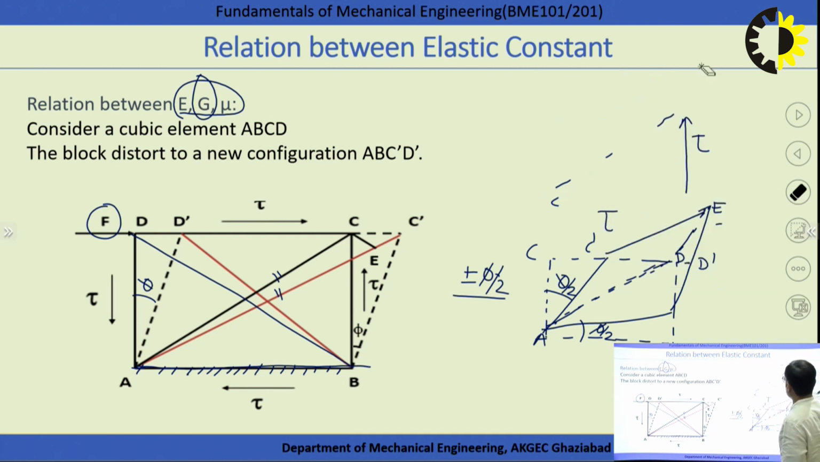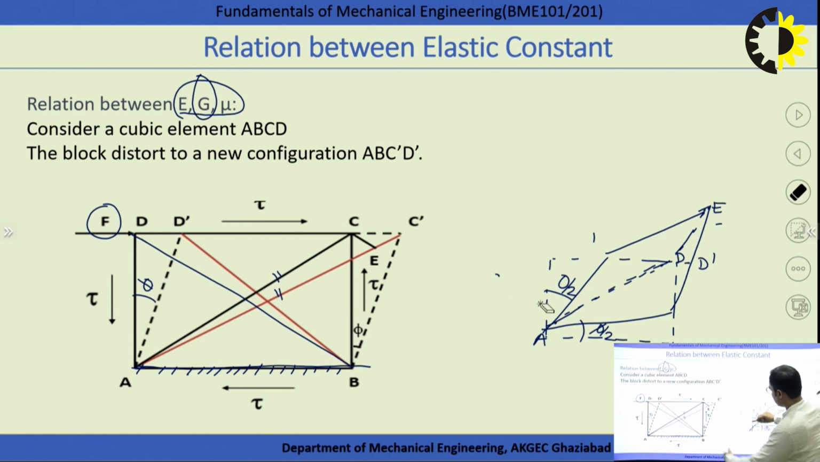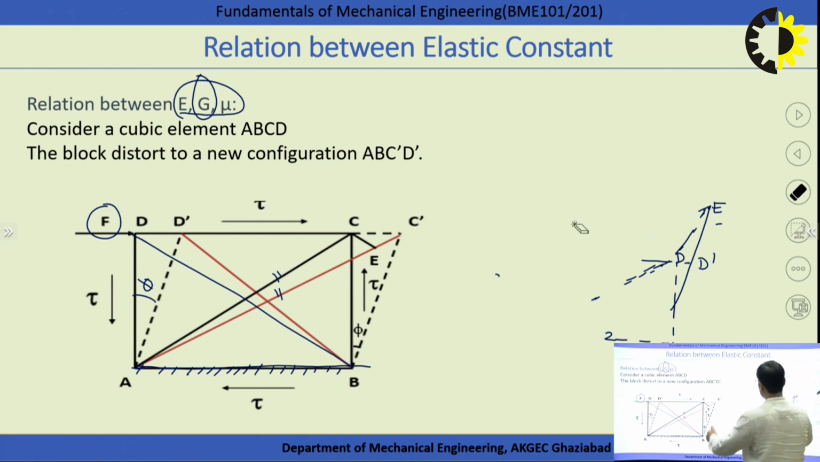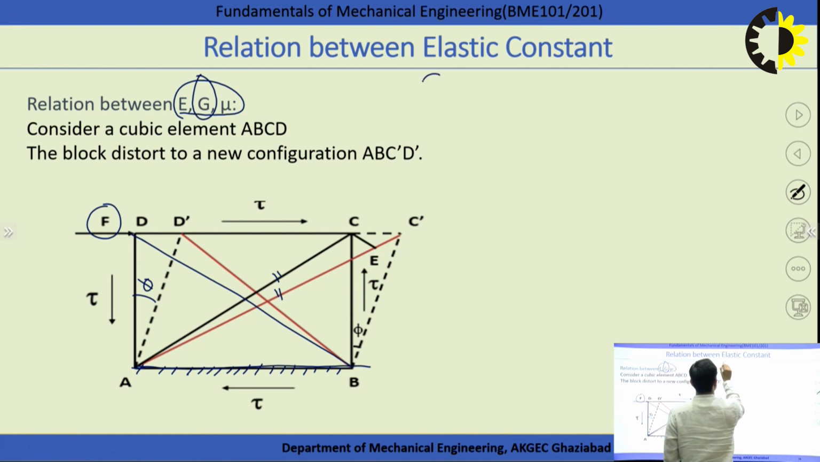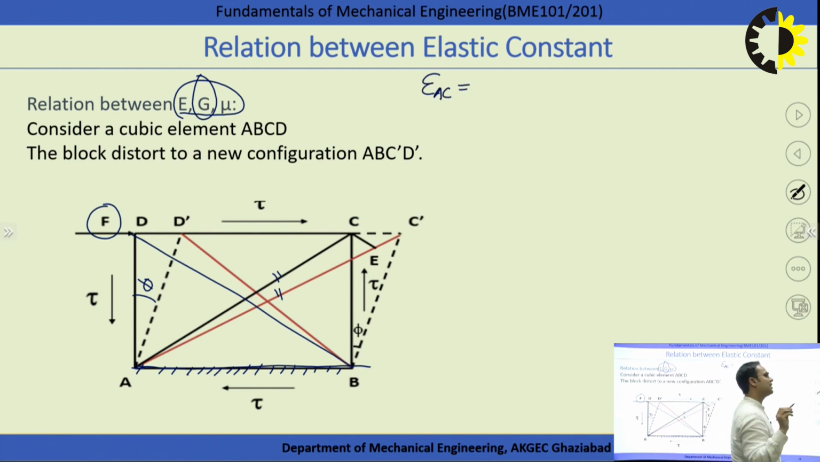So for that I need space, so I have to clean this, and I will derive this by considering this figure. Initially I am interested to see how much strain is induced in the diagonal AC after the application of the tangential load. And which strain is inducing in the diagonal AC?